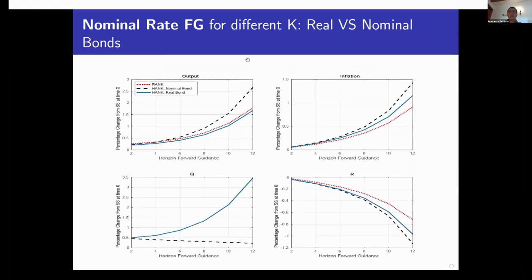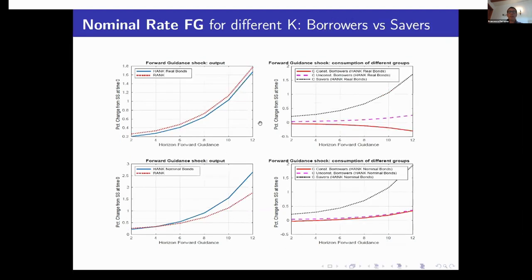Now, if we do the same graph for different horizons, we see that in this case the impact of forward guidance can be weaker for the real bond in the HANC model, coming from the fact that Q keeps increasing more and more, whereas for the nominal bonds, since the increase in Q is capped by the higher inflation, the impact of forward guidance actually becomes larger in the HANC model than in RANK. And this channel basically can give you the same comparative power for forward guidance also for an experiment at the ZLB liquidity trap. Now I don't have time to show that.